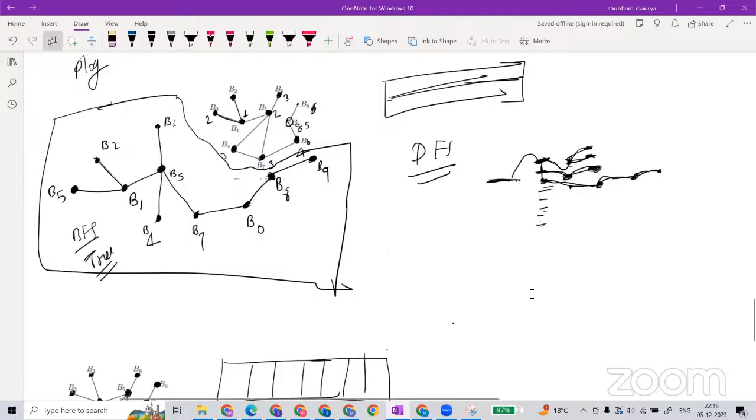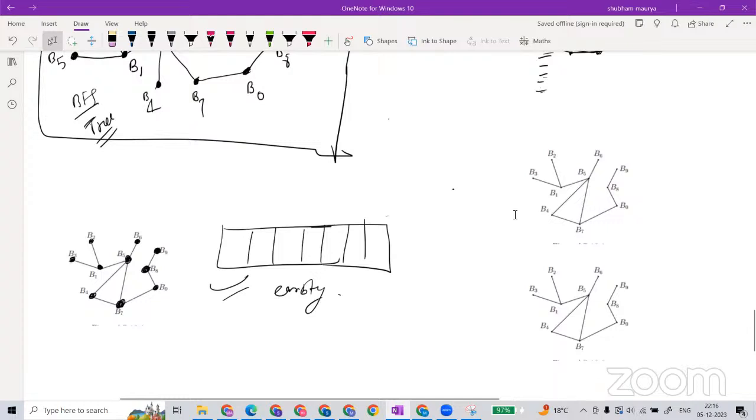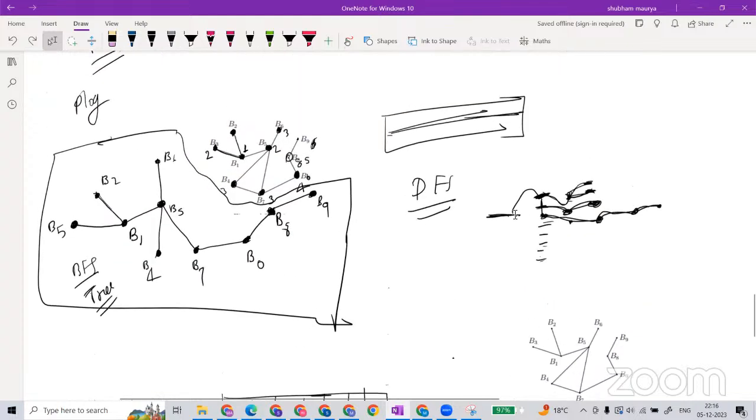Sir, so in DFS and BFS, the main difference is the order in which we are checking the nodes. Yes, and in the DFS example, it will be very clear.